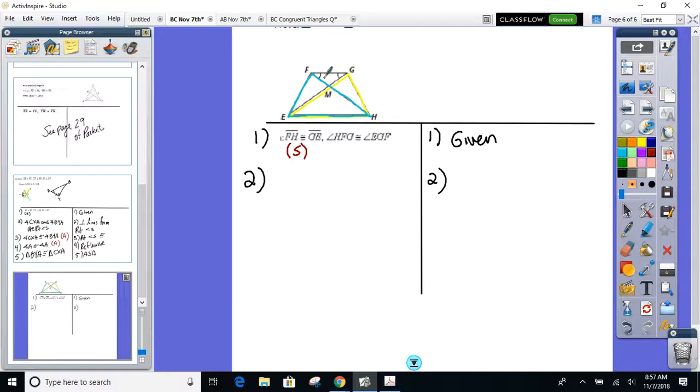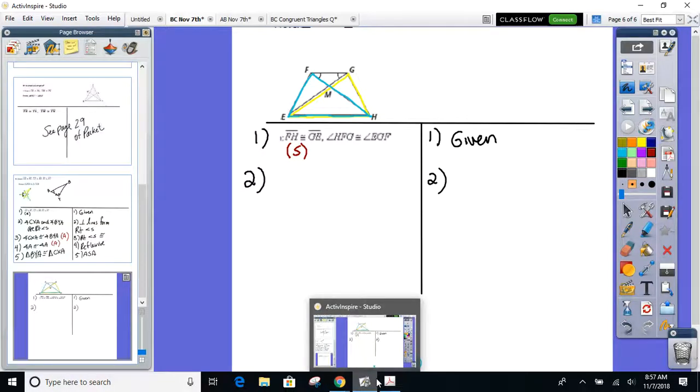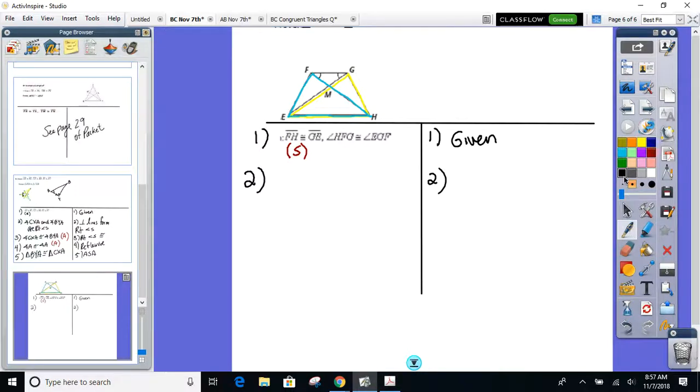All right, you guys ready? I've got to find 2 more pair of something. Where can I get those pairs from? All right, here we go. Anything you see on your own? So we'll go EH. There's another side.